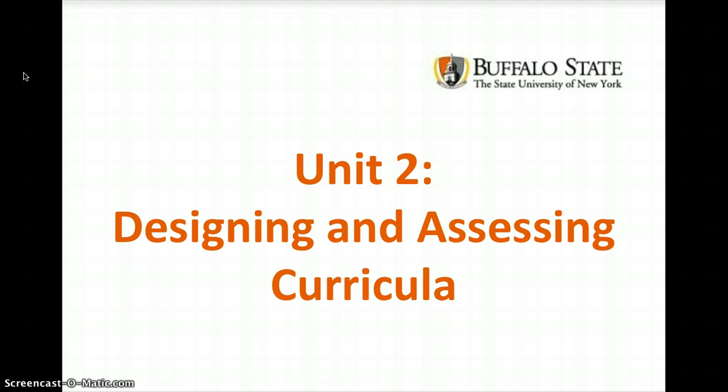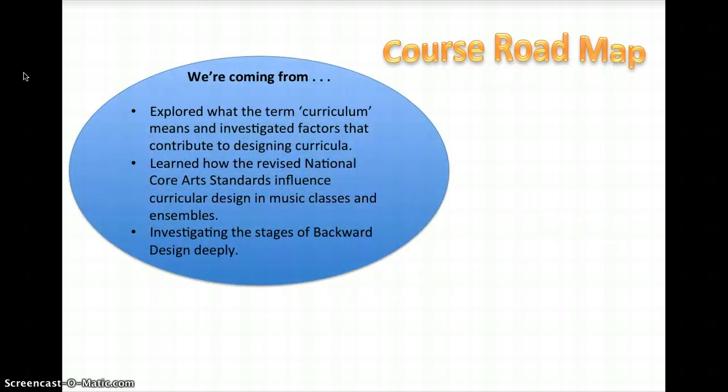Let's take another look at our course roadmap. In the introductory unit, we explored the many ways curriculum is defined and investigated factors that contribute to designing curricula. In Unit 1, we learned how the revised National Core Arts Standards influence curricular design in music classes and ensembles. In Unit 2, we investigated the stages of backward design deeply. In this unit, Unit 3, you'll apply your understanding of backward design to the larger context of curriculum design.